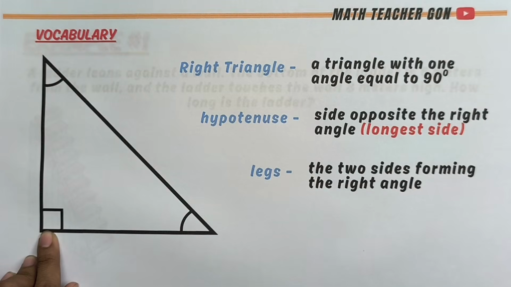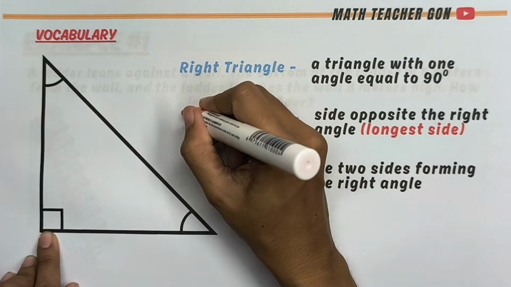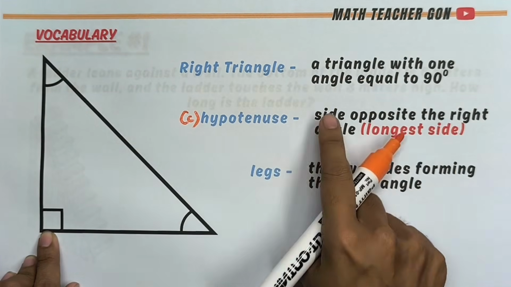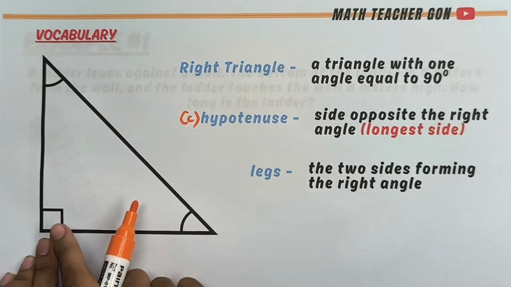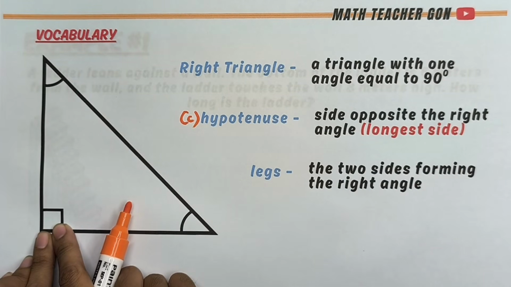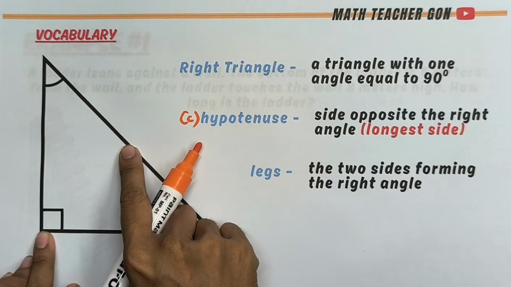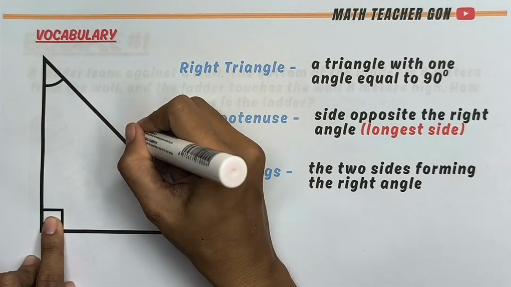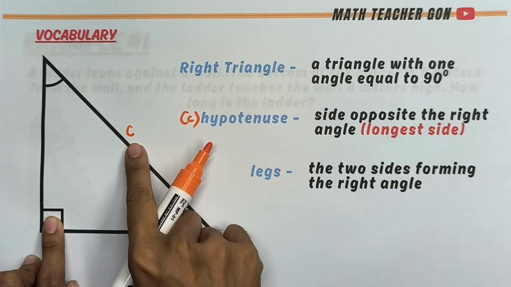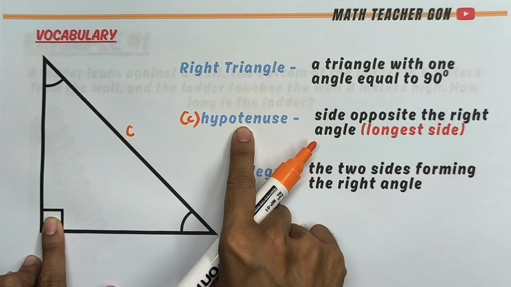Hypotenuse. So we use a letter for hypotenuse, which is letter C. It is the side opposite the right angle, or the longest side. So if this is your right angle, this is your side opposite your right angle. So this is your hypotenuse. Let's name it C for the hypotenuse.